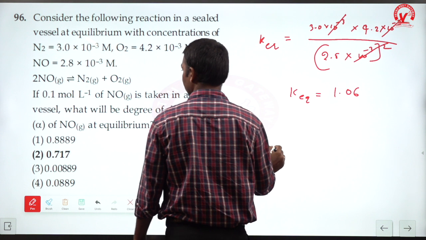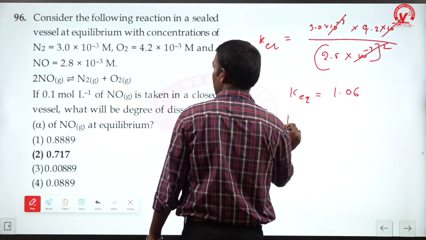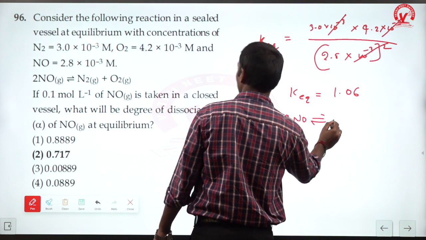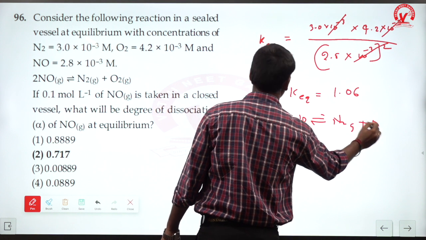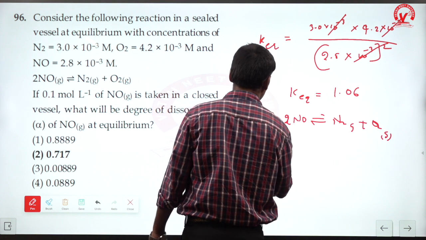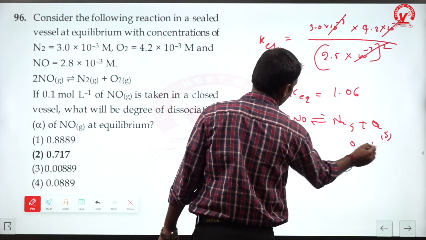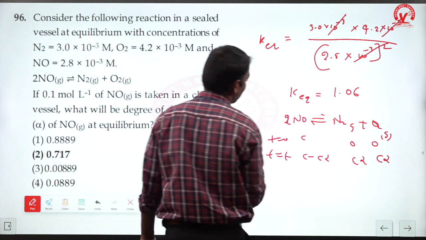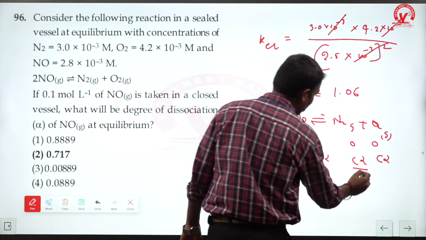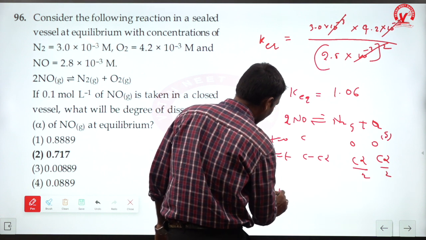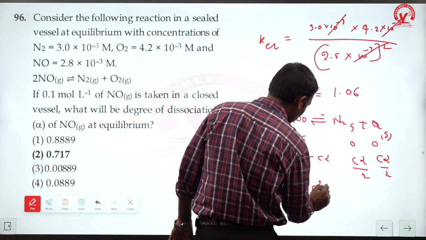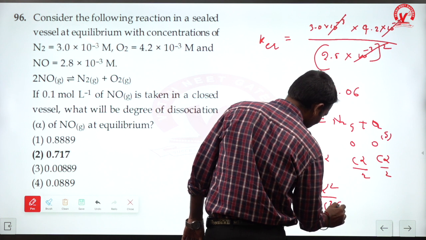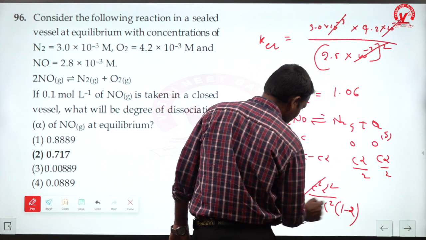And according to our reaction, 2NO changes to N2 gas plus O2 gas, right? So at time t = 0, it is C concentration, 0 concentration. At time t, that is C minus Cα, this is Cα, this is Cα. Here stoichiometric coefficient 2 is there, by 2 we have taken. From here Kc is equal to C²α² divided by 4 into C²(1 minus α). So C² gets cancelled.